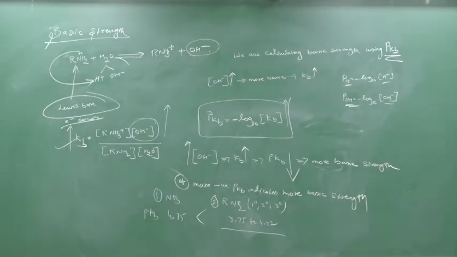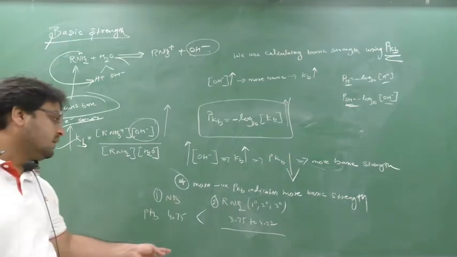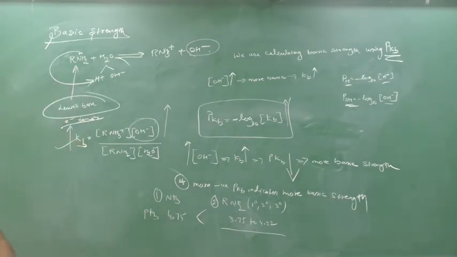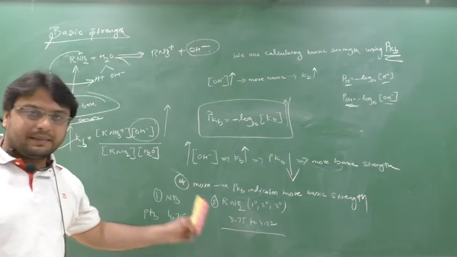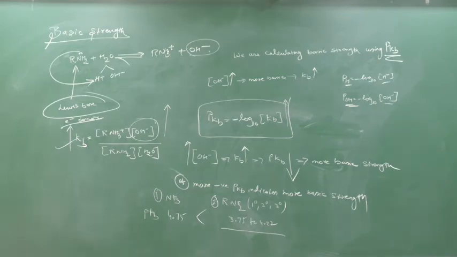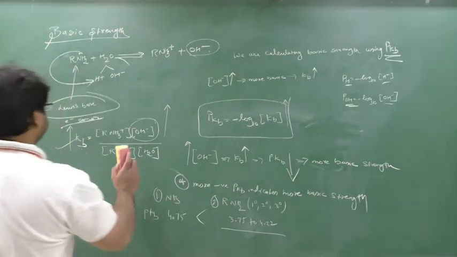Write down. So amines have more basic strength than ammonia. This question will come in the exam. Write down: Amines have more basic strength than ammonia, because the amine PKB value is lesser than that of ammonia. Now the question comes, why? Now this question will come.